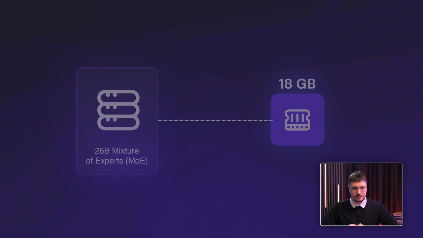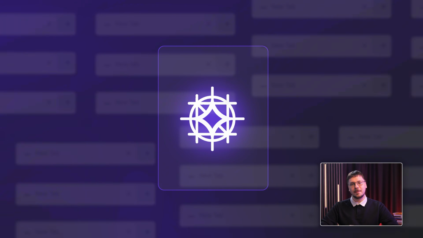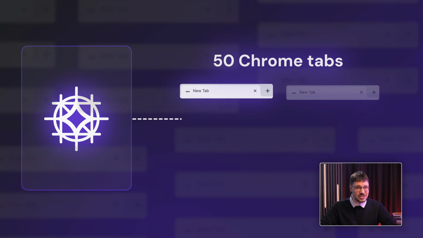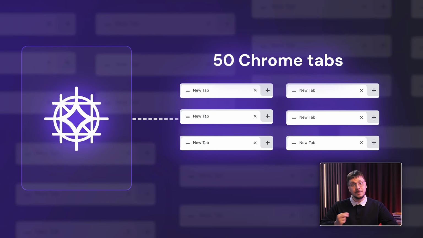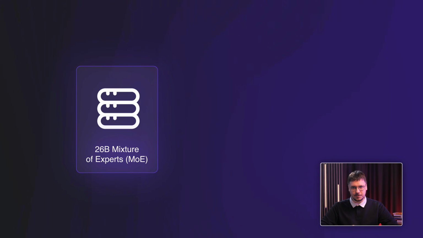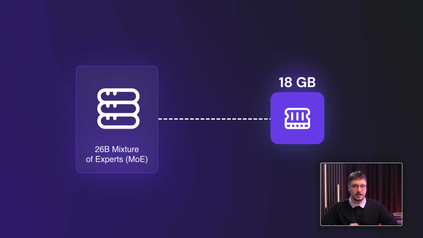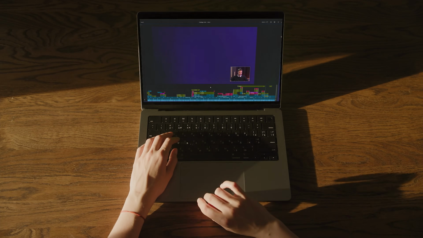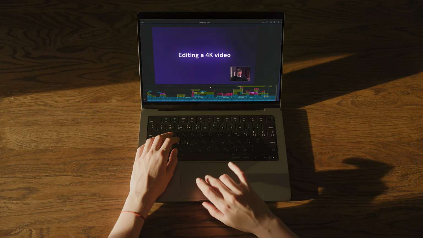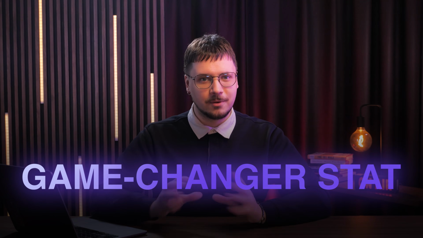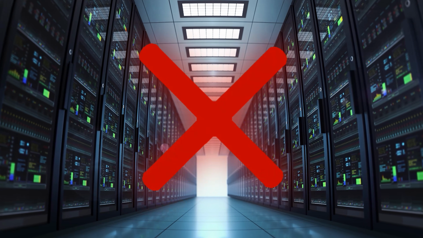To put that into perspective, the smallest Gemma 4 model uses about as much RAM as having 50 Chrome tabs open at the same time. Meanwhile, the 26B Mixture of Experts fits into 18 GB, which is less memory than what Premiere Pro takes up when you're editing a 4K video. This is the game changer stat for Gemma 4. You don't need a data center to run it. Your laptop or a Mac Mini will do just fine. Plus, since you can run it locally, your data never leaves your machine. There's no need to worry about API calls or data leaks, since it's all local.